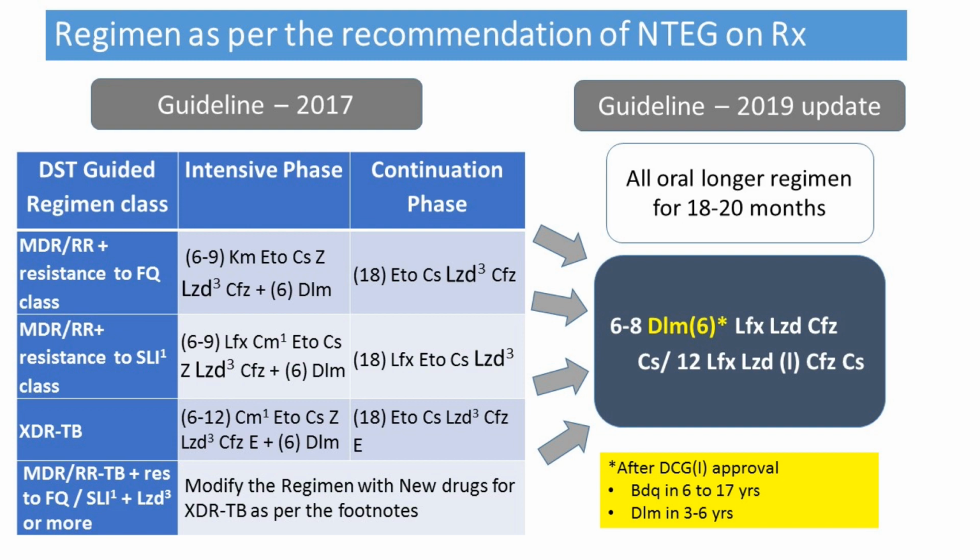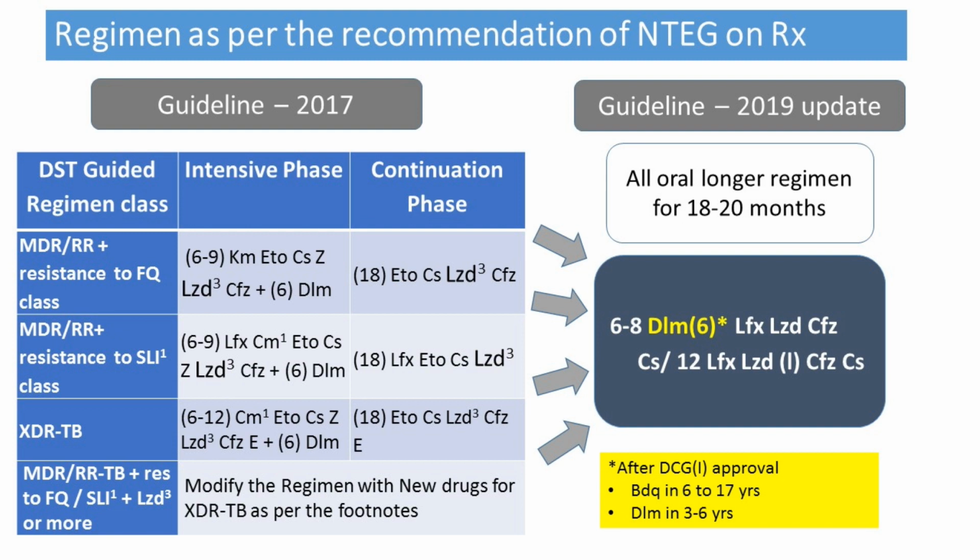You have the 2017 guideline which had injectables and was very difficult to use. Now you look at the 2019 guideline, it's very simple. You have delamanid, levofloxacin, linezolid, clofazimine, cycloserine for 6 to 8 months, followed by 12 months of the remaining drugs. Bedaquiline has been approved in children up to 6 years, but is not yet available in India for children.